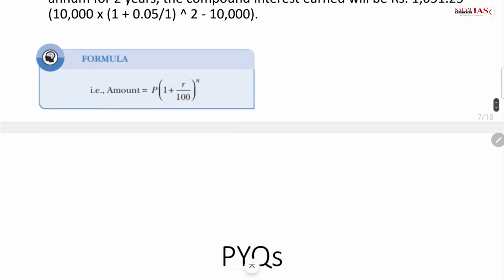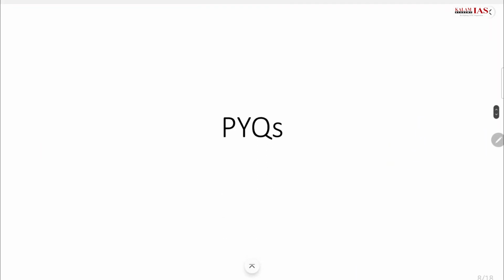Moving on, as we have seen previously also, the importance of PYQs is very prominent in the UPSC exam, whether it is prelims or mains or interview. It helps a lot and gives a direction to us. Coming back, let's try solving a few PYQs on the concept we have learned, so that you can easily attempt these questions.